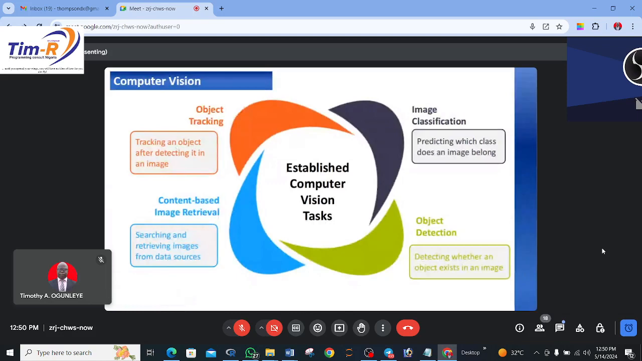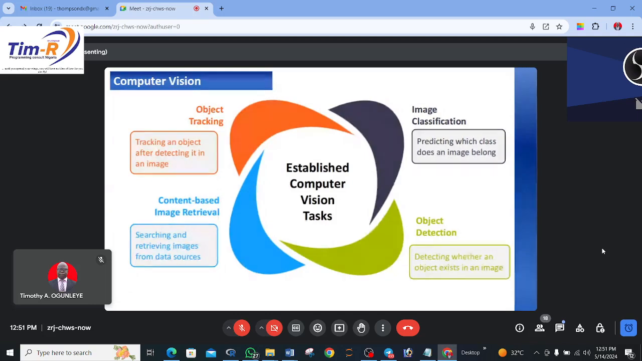For example, let's say we are trying to track a criminal, or maybe we want to track unusual activities in a store or in a mall. We can use object tracking to achieve that. Also, we have image classification, which is predicting which class an image belongs to, very common in a lot of computer vision projects. Also, content-based image retrieval means searching and retrieving images from data sources based on certain features. And another one is object detection, which is also very common in computer vision projects, to detect whether an object exists in an image.